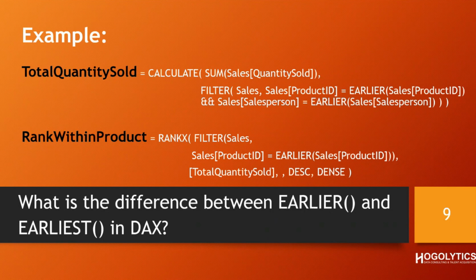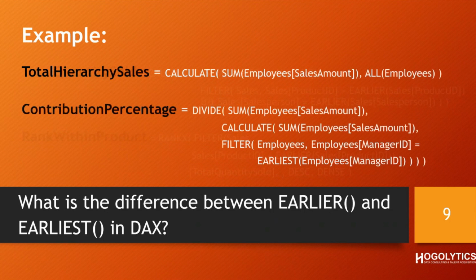And the explanation. In the total quantity sold measure, the EARLIER function is used to compare each row against the previous row context, ensuring that the calculation sums the quantity sold for each salesperson within the same product ID. In the rank within product measure, the RANKX function ranks each salesperson based on the total quantity sold within each product, using EARLIER to ensure that the ranking is done within the context of each product.